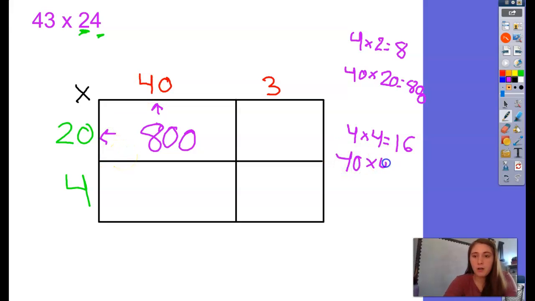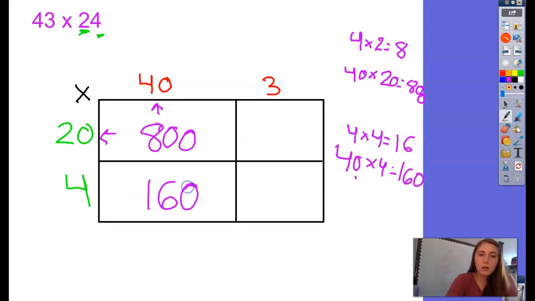So 40 times 4 equals 160, plus x is 0, so it is 160. Now I need to move on. I am doing the 3 times the 20. So 3 times 20. I know 3 times 2 equals 6. So for 3 times 20, I just need to annex that extra 0, and it is 60.